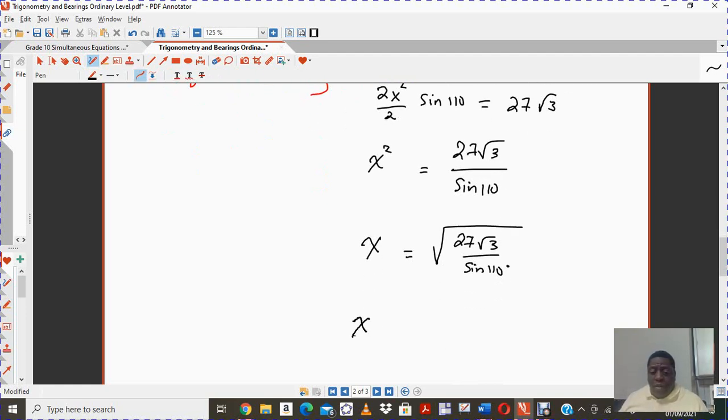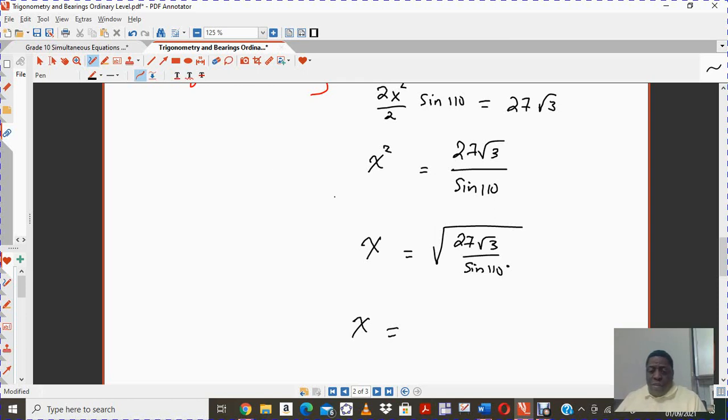You should arrive at an answer that makes a little bit of sense. So if I grab my own calculator here, that's going to be 27√3, and that should be divided by the sine. When you deal with sine, you must make sure your calculator is in degree mode. Okay, so let's take the square root, then a fraction, so 27√3 over the sine of 110 degrees.